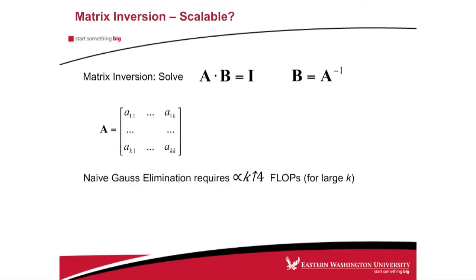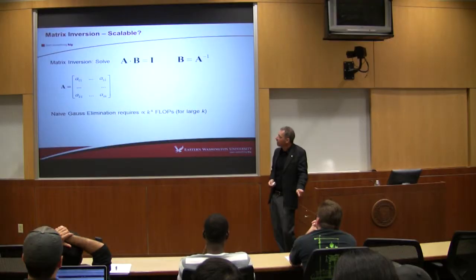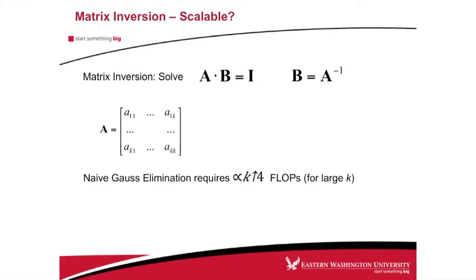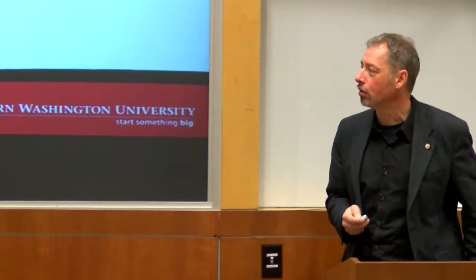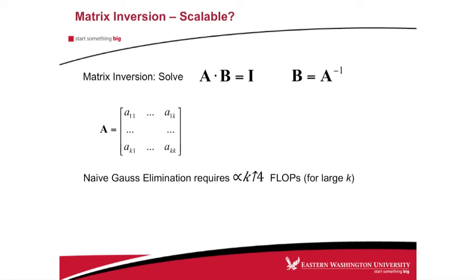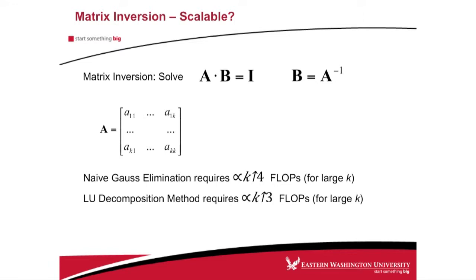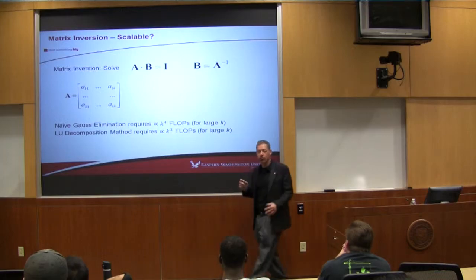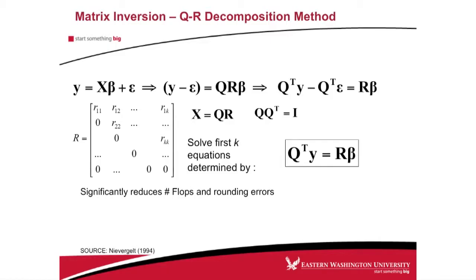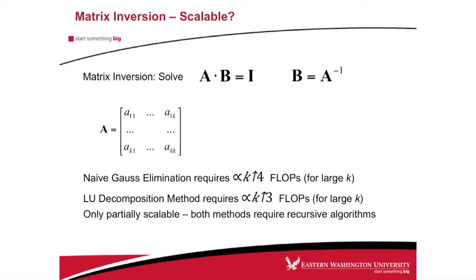Now, inverting a matrix is more complicated to spread over different computers. To invert a k by k matrix, if you look in your traditional linear algebra book, that's going to require k to the 4th flops. That increases very rapidly with the size of the matrix. There are some techniques that can reduce that, like the LU decomposition method, where you triangulate those matrices before you invert them. That can reduce it to something proportional to k cubed.